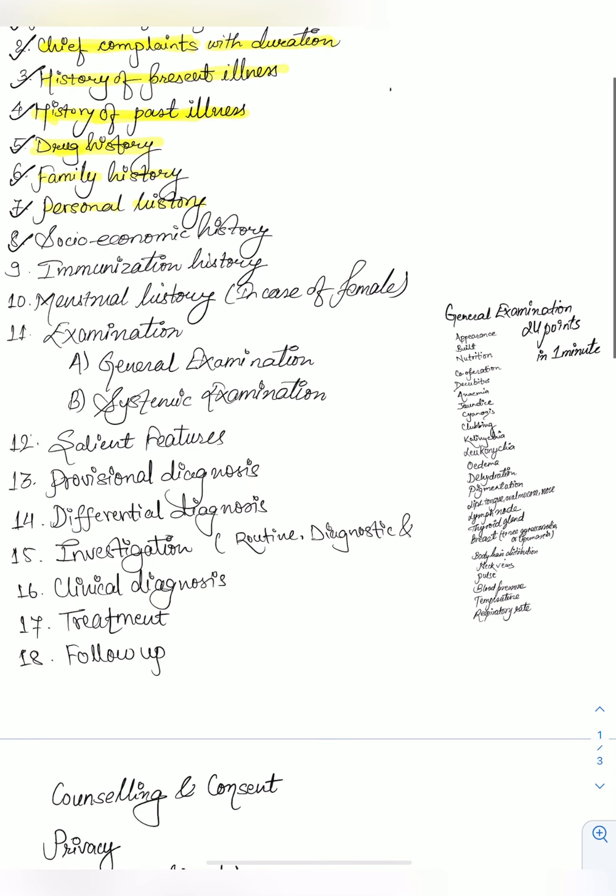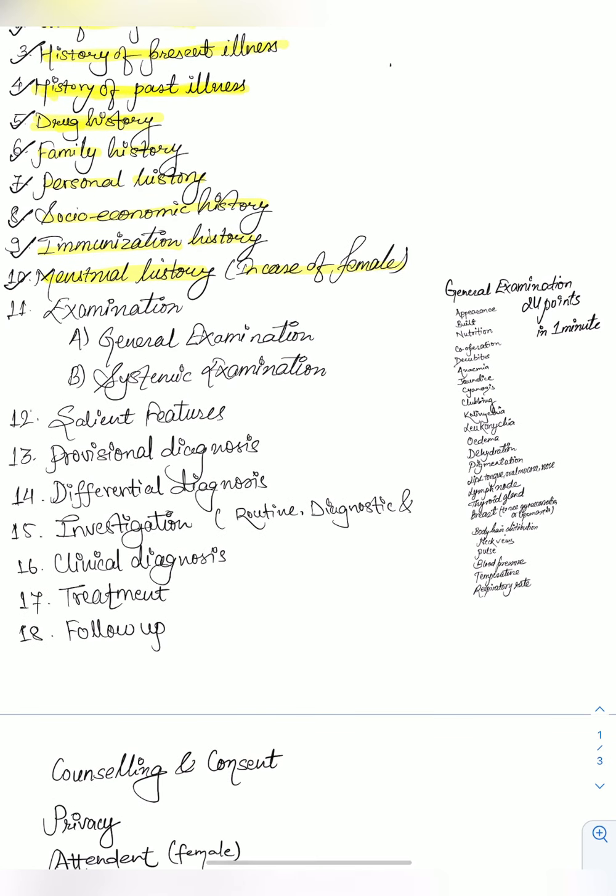Then the eighth point is socio-economic history. Social status and economic status of the patient is recorded. The ninth is immunization history. Immunization history is all about the vaccines he has taken before. The tenth point is menstrual history, which should be taken in the case of females and is very important.